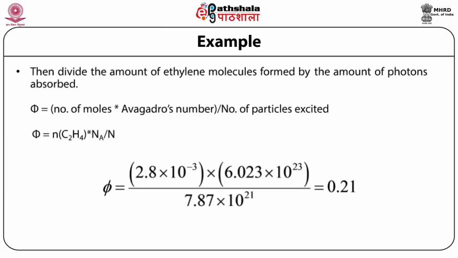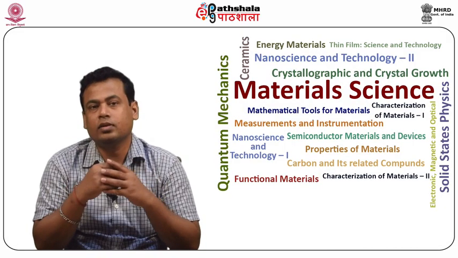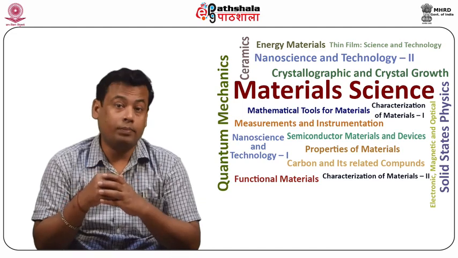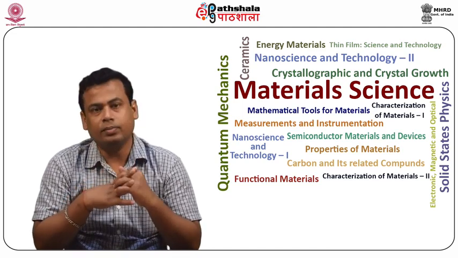The small value of phi indicates the presence of various radiative and non-radiative return pathways, and the primary photochemical reaction is the homolytic cleavage of a carbon-carbon bond. Let us discuss the quantum yield of a complex photochemical reaction.